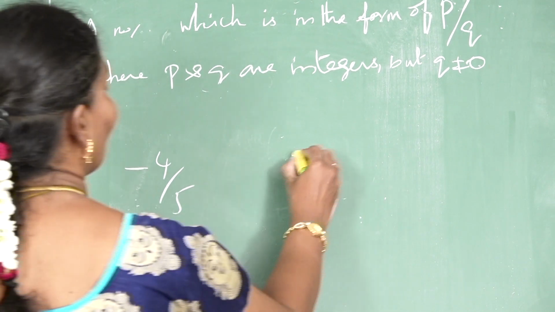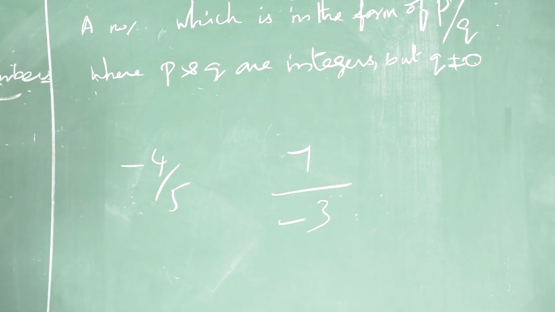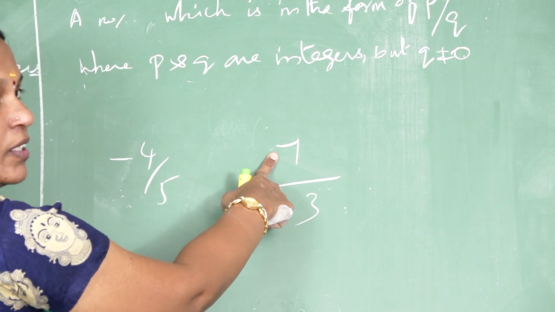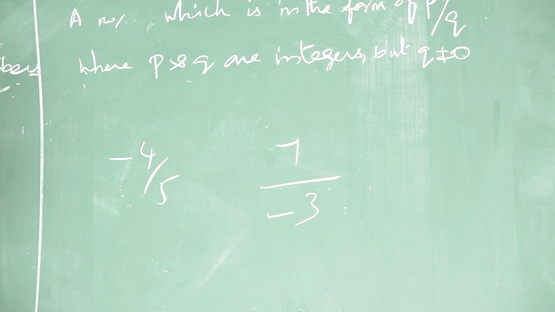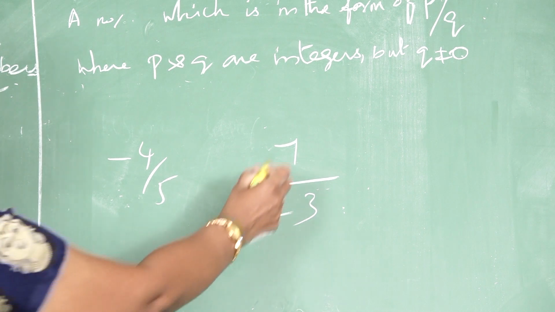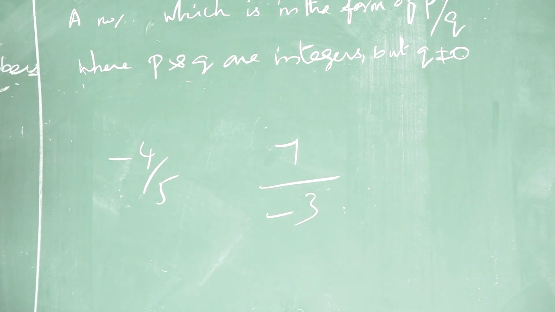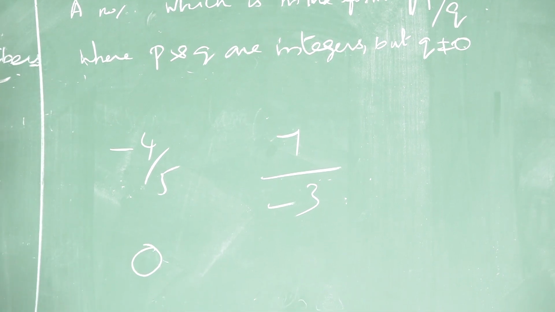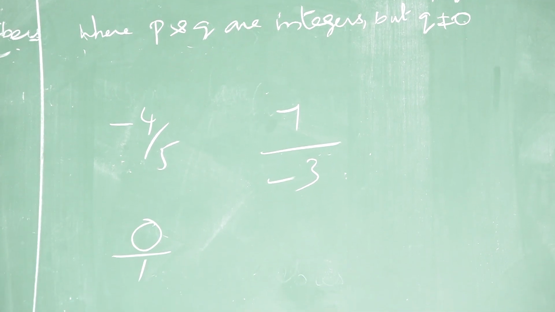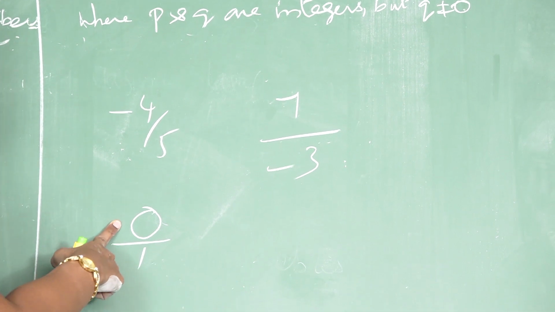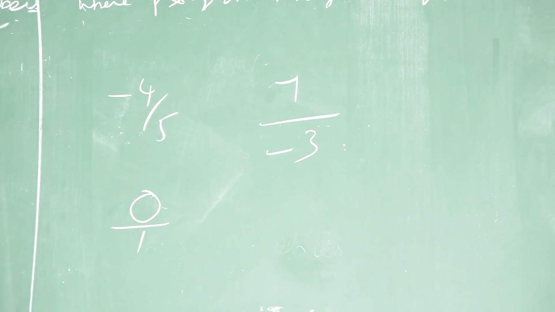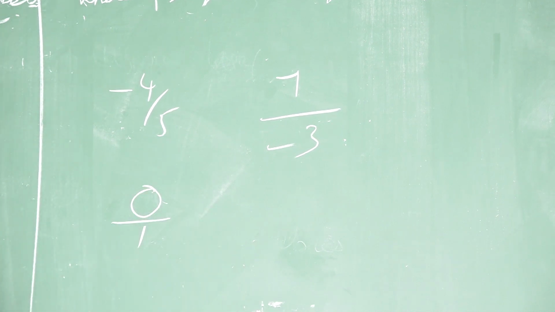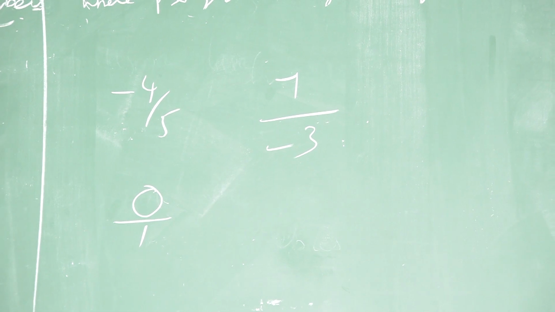Okay. Then see this number 7 by minus 3. See, 7 is an integer and minus 3 is also an integer. So this number is also called a rational number. Okay, what about 0? 0 means 0 by 1. So 0 is an integer and 1 is also an integer. So 0 is also a rational number. Do you understand what is meant by rational numbers?